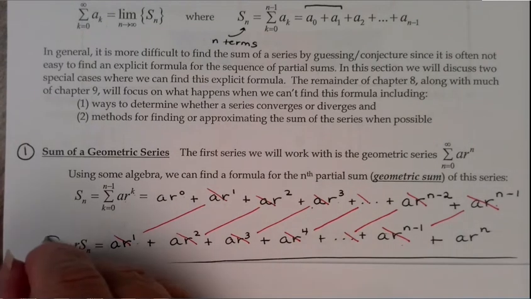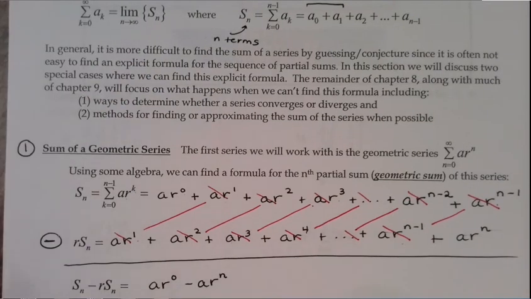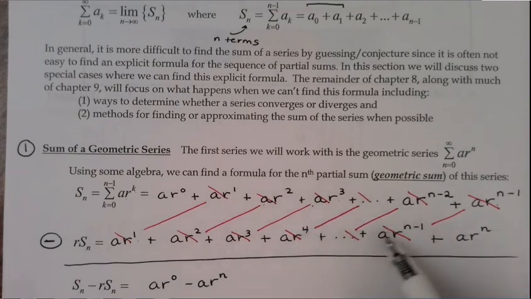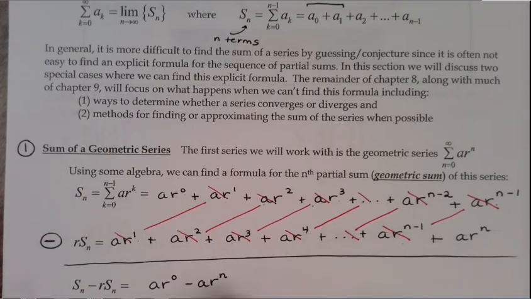I would now like to subtract these two series. So S sub n minus r times S sub n. And what you'll notice here is there's a whole bunch of terms that are going to cancel out when I do the subtraction. And all I'm going to end up with is the a r to the 0 term minus the a r to the n term.